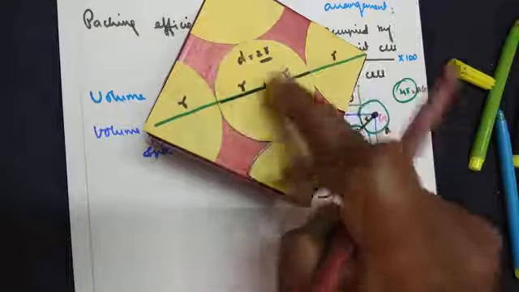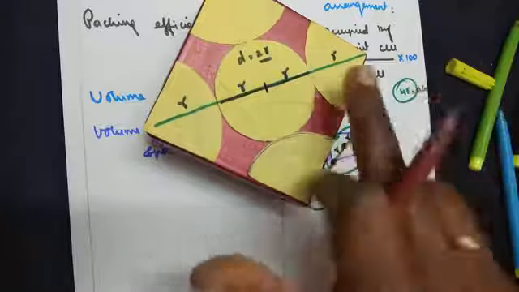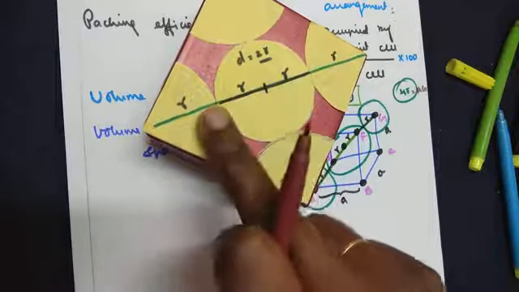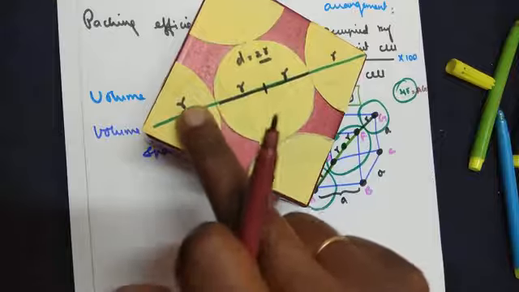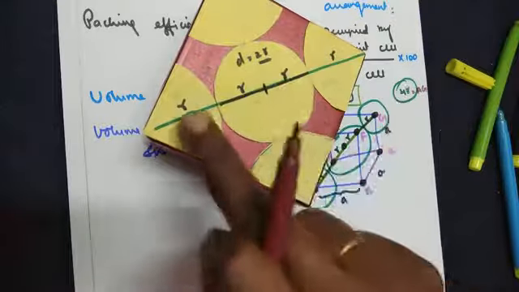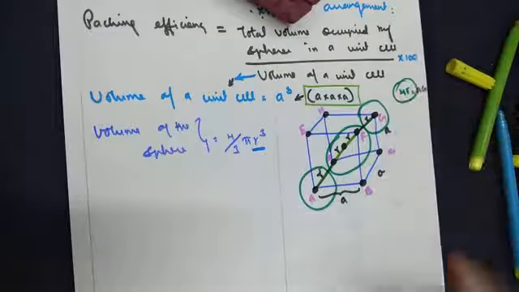The atom within the body contributes its whole self to the unit cell. Those at the corners contribute only one sector of the sphere. So the radius of the sphere, I have marked it as R, and the diameter is equal to 2R. So together we get 4R. I have written 4R is equal to AG.